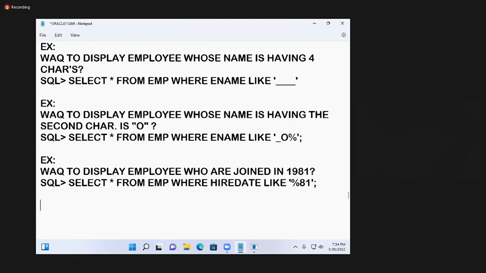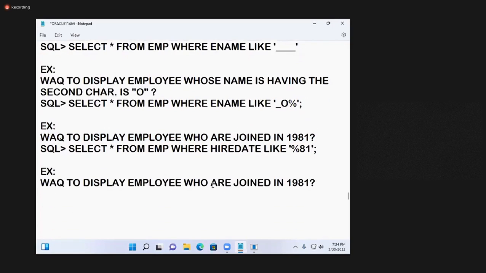Okay, right. In the next example, write a query to display employees who joined in the month of December. So in the month of December, how many people joined? That's what I want now.